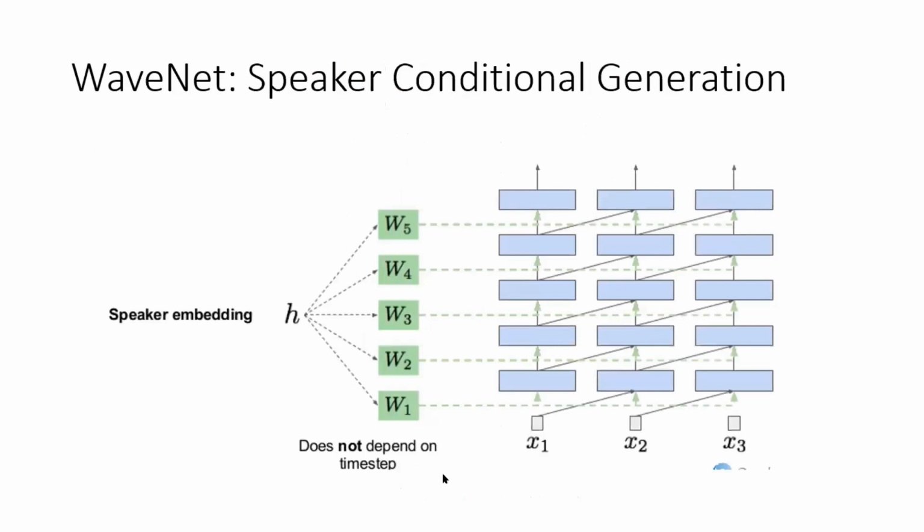So if you want to add some conditioning while you generate the audio, for example, you want the audio to sound like your friend, then you can use speaker embedding. Here it is depicted with vector H, and you just add this to the different levels of the architecture.